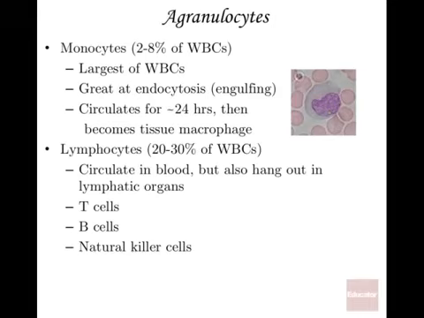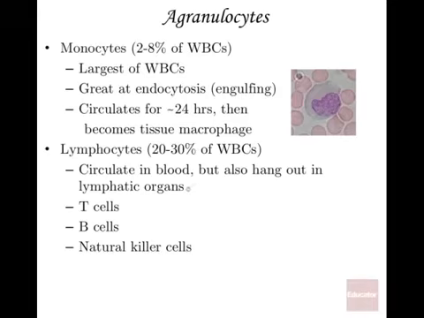They're great at endocytosis, like I mentioned before, with that amoeba action of wrapping around and engulfing bacteria and what have you. They tend to circulate in the bloodstream for about a day, and then they end up in a tissue outside of the bloodstream as a macrophage. Macrophage means giant eater. Like I said, they are quite large, and macrophages, you'll find roaming around in tissues, eating up stuff that shouldn't be there. Lymphocytes. About 20 to 30% of white blood cells are lymphocytes. They circulate in the blood, of course, but they also hang out in lymphatic organs like the spleen.